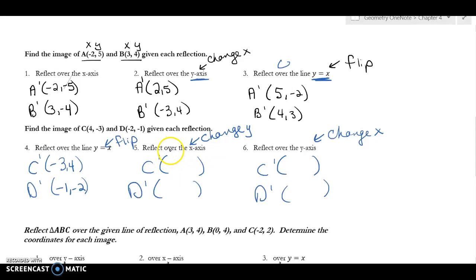And then if you reflect over the x, you change the y. So it becomes 4, +3, -2, +1. And if you reflect over the y, we change the x, a -4, -3, and 2, -1. Okay, so these are the main rules we're going to have, but sometimes they're going to be a little different, and we'll get to those in a second.